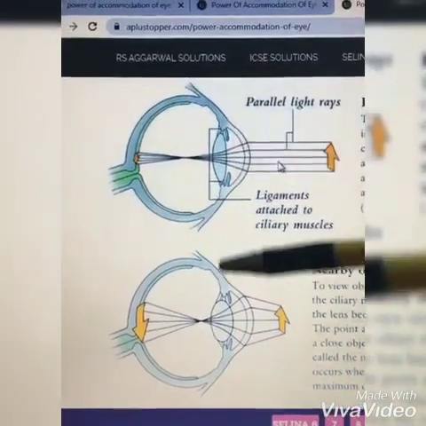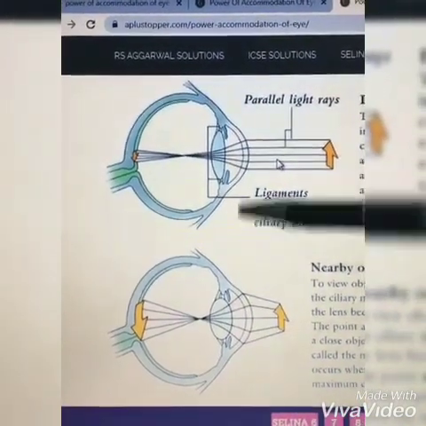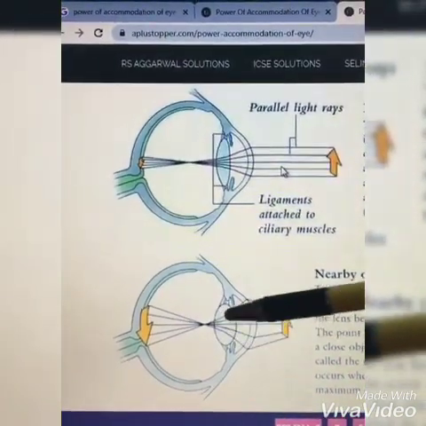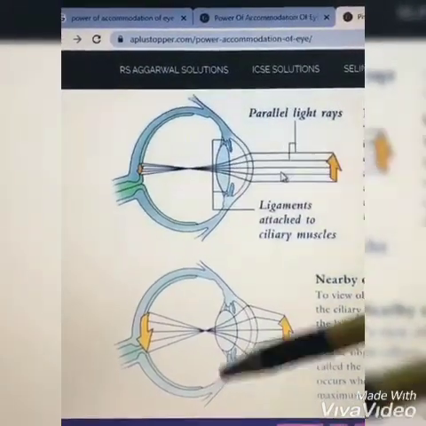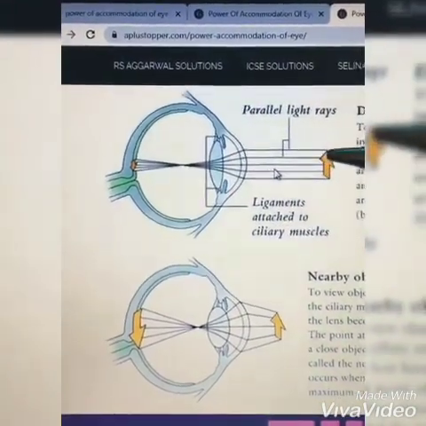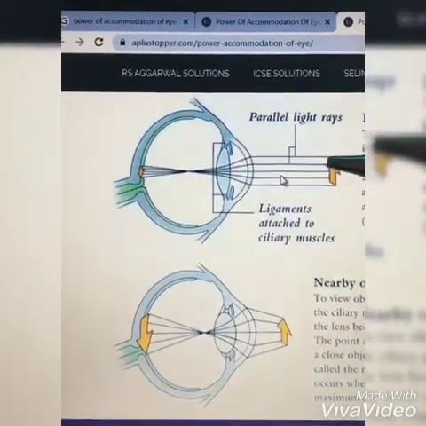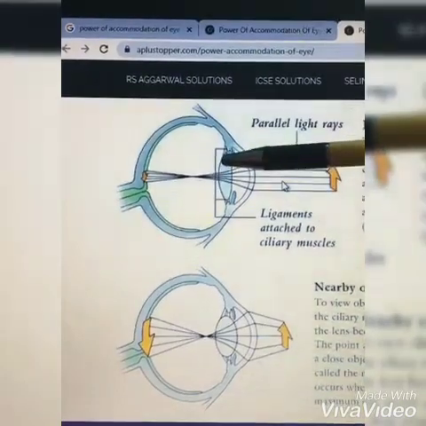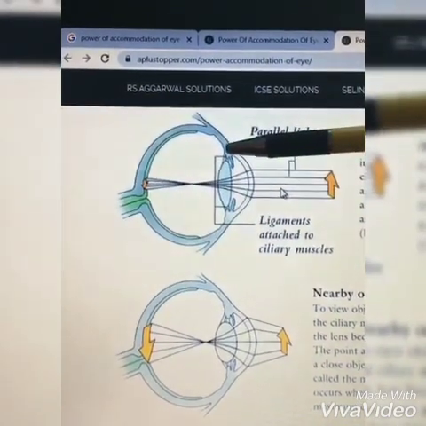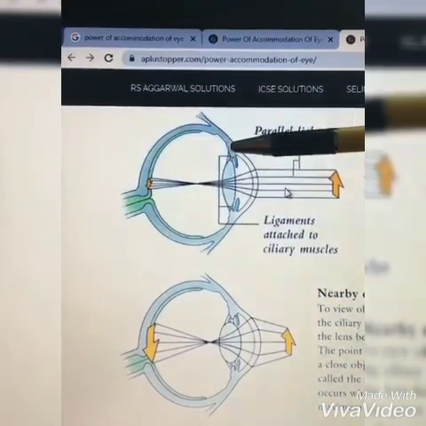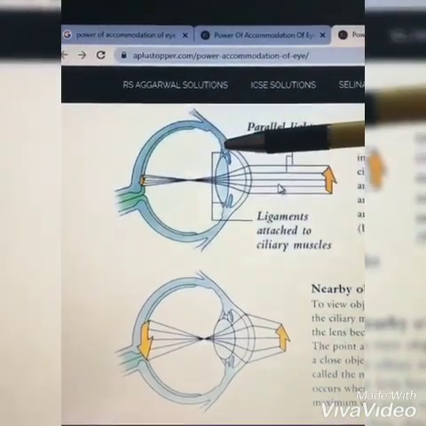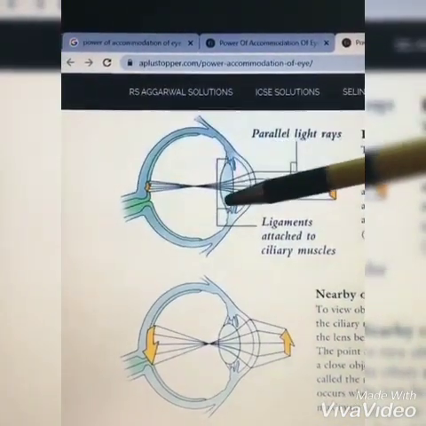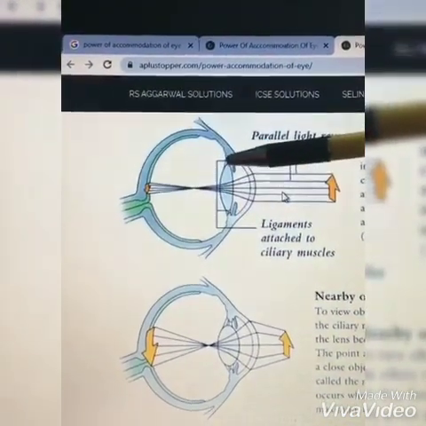Though the difference between these two figures: one lens is thin, and one lens is more rounded, bigger in size, right? So why is that so? When we are looking at far objects, the lens becomes flatter and elongated, and the ciliary muscles are relaxed. The ligaments become tight, because of which they stretch the lens.